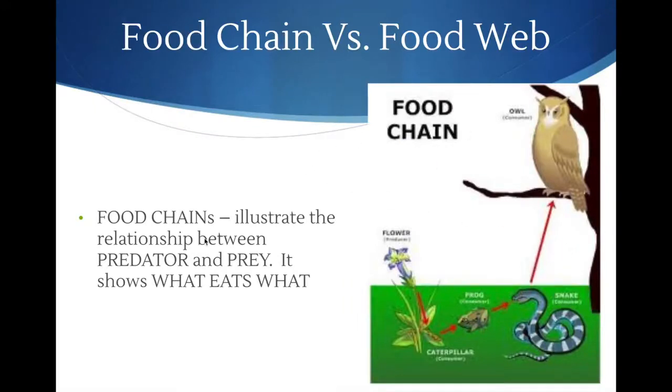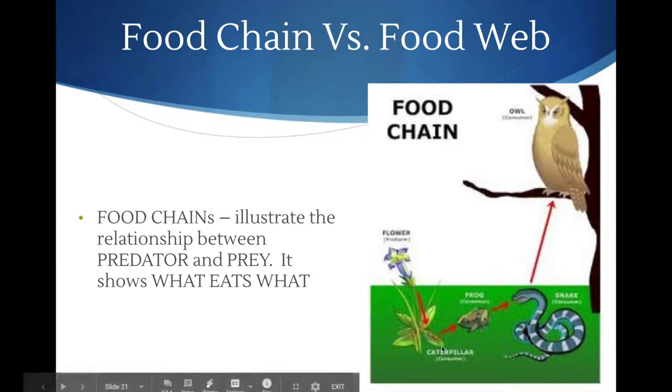So, food chain versus a food web. Your activity today is actually a little beyond this video. Your food chain illustrates the relationship between a predator and a prey, and it shows what eats what. So, if you look at this picture here, you're going to see that the flower has an arrow pointing to the caterpillar. That means that the flower gives energy to the caterpillar. That's what the arrow signifies. It shows direction of energy movement, not what eats what.